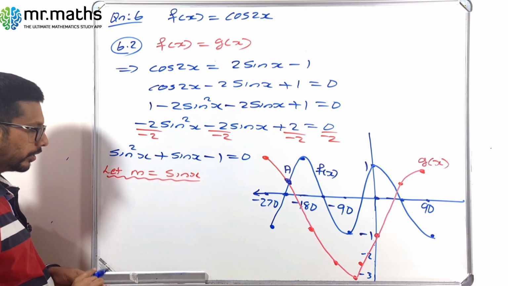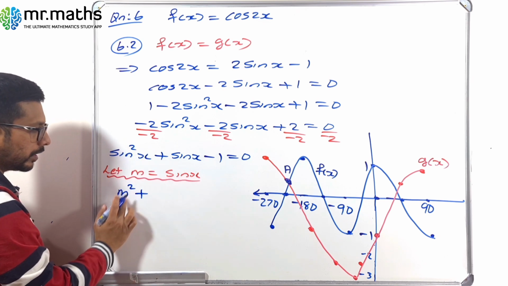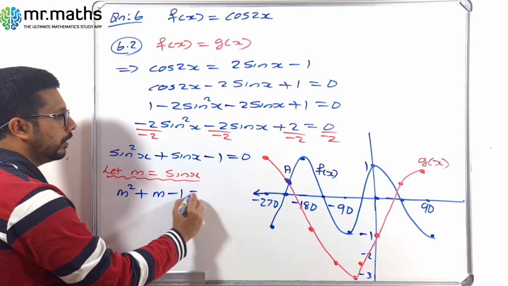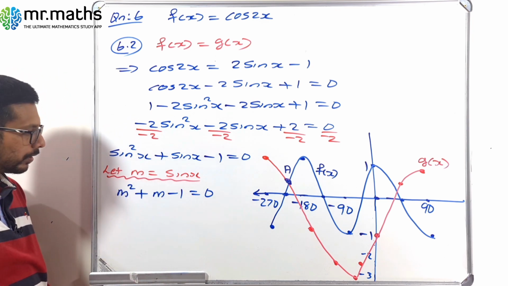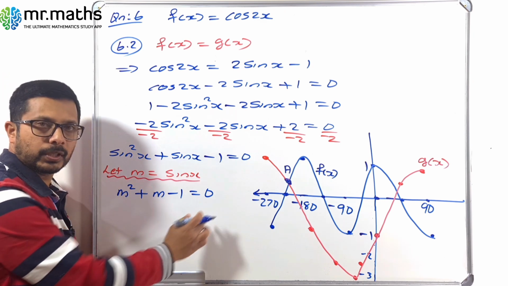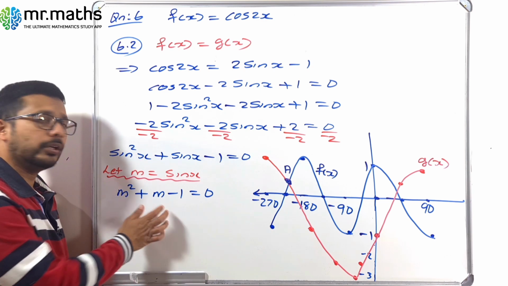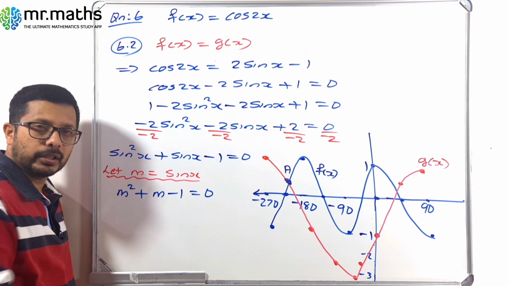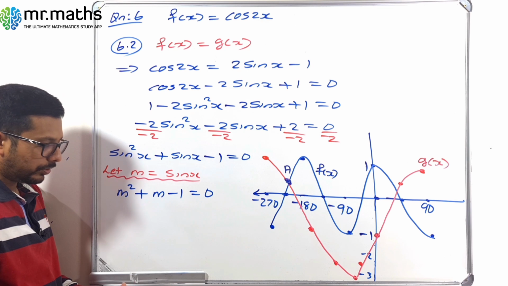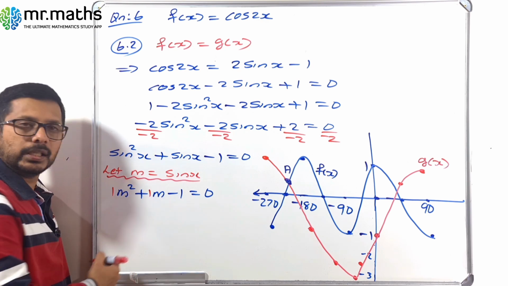So how can we write that equation? m squared plus m minus 1 is equal to 0. If you try to factorize this one, you can't find any factors. So here we have to apply the quadratic formula. You can pause the video and try to factorize this one. You can't find any factors, so you have to apply the quadratic formula. What is the value of a? The value of a is 1. What is the value of b? 1. What is c? Minus 1.